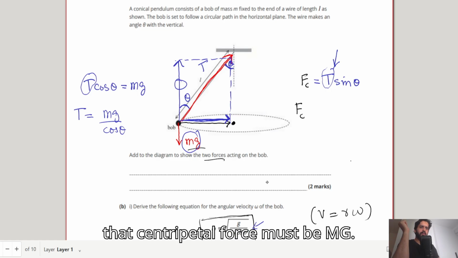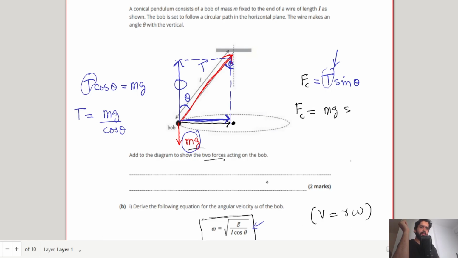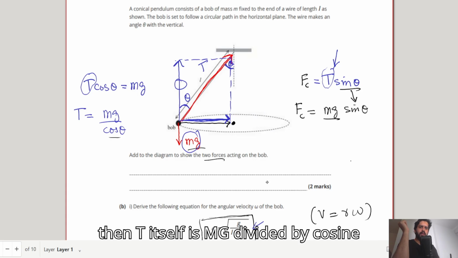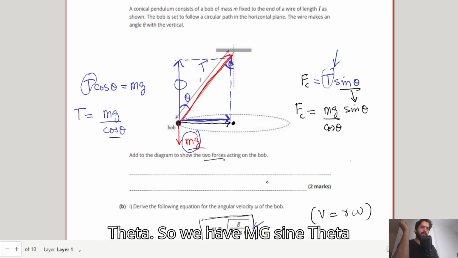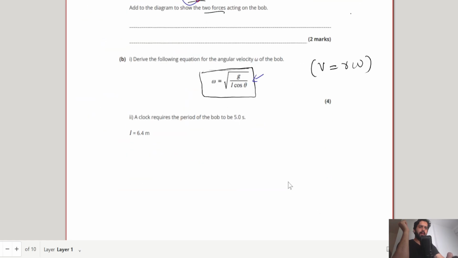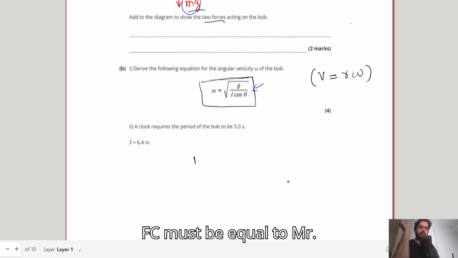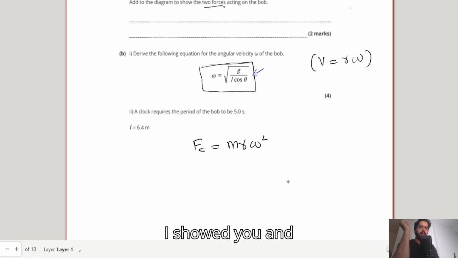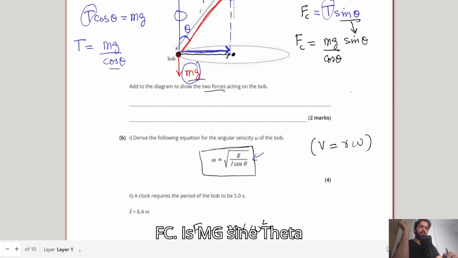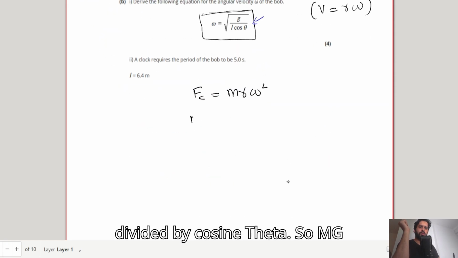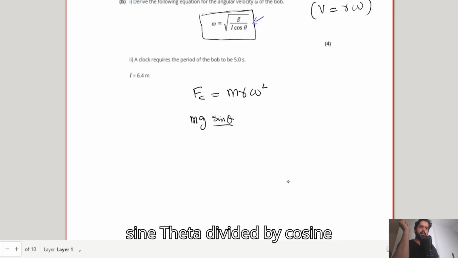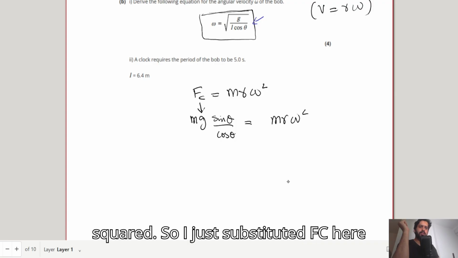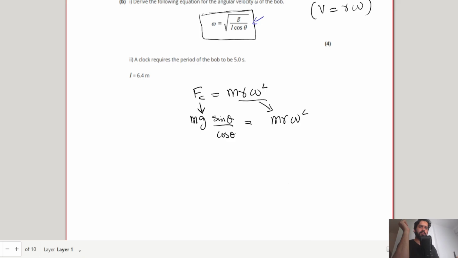And we can write that centripetal force must be mg sine theta. So sine theta is this one, and then t itself is mg divided by cosine theta. So we have mg sine theta over cosine theta. This is Fc. So we can write that Fc must be equal to m r omega square, which is the equation that I showed you, and Fc is mg sine theta divided by cosine theta. So mg sine theta divided by cosine theta equals m r omega square. So I just substituted Fc here, and this thing is here.